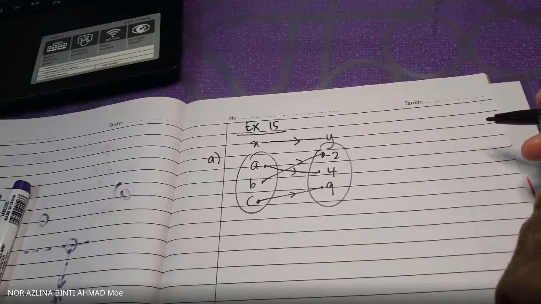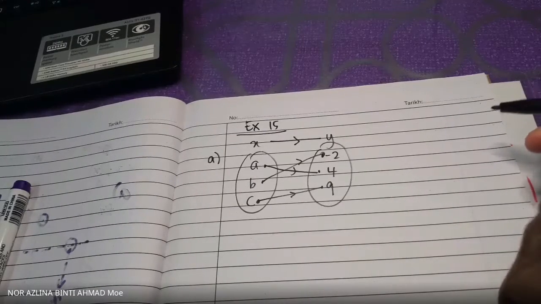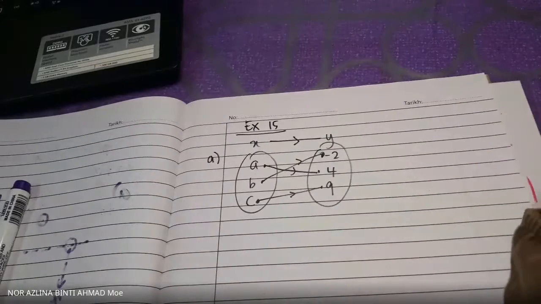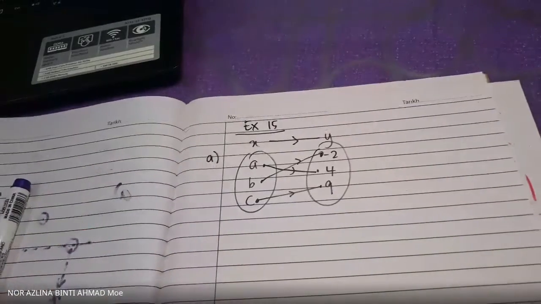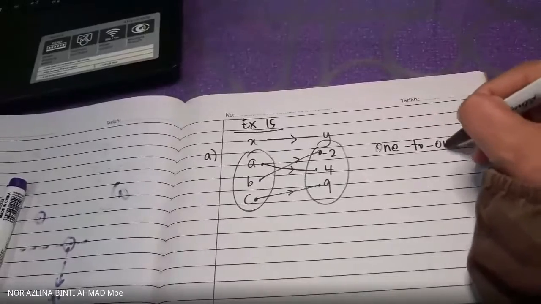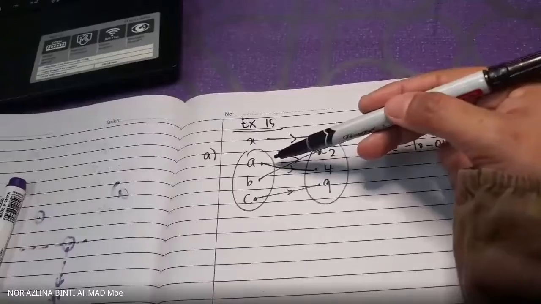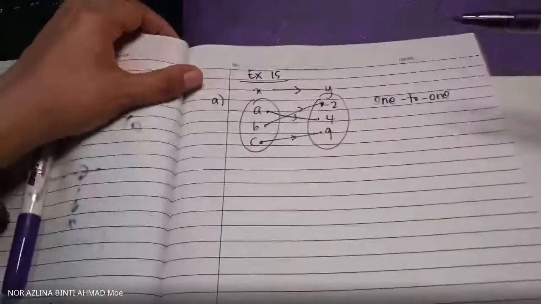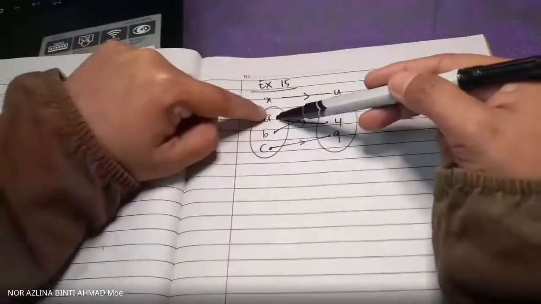So nak tahu dia ada inverse atau tidak, you boleh tentukan dia punya type of relation. So what is the type of relation for this arrow diagram? 1 to 1. Direct kita boleh tahu kan, 1 to 1. Okay, the type of relation is 1 to 1. Why? Kita check satu-satu. Ni saya refresh balik. Takut ada yang lupa. Check satu-satu setiap elemen. Elemen A. This is A to 4.